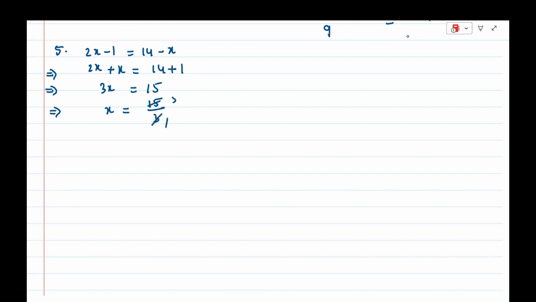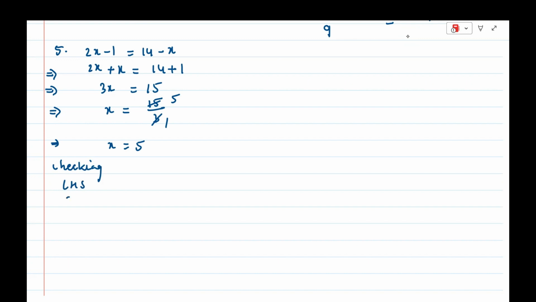Fifth question. 2x minus 1 is equal to 14 minus x. So separating the variable, 2x minus x going to the other side plus x, and here 14 minus 1 going to that side plus 1. So 2x plus 1x, 3x, 14 plus 1 is 15. 3 will go for division. So 15 by 3. 3 ones are, 3 fives are. Here x is 5. Let's see the checking part.